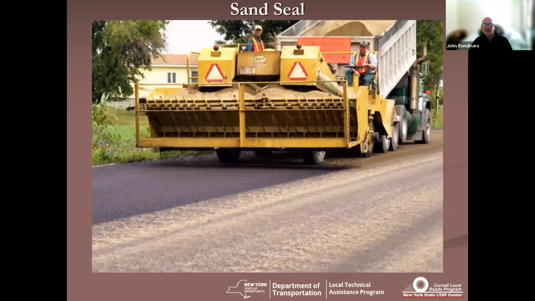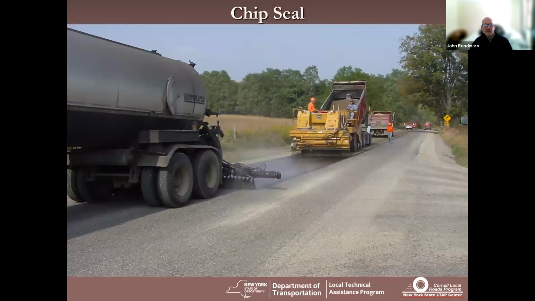So here's just a sand seal, the nice rich brown color of that emulsion on the pavement surface, and then you're hitting it with the sand application. Chip seal, you're using a larger aggregate. A couple things you want to notice with this picture. You've got a nice uniform spray coming out of that liquid distributor. You've got your aggregate spreader up tight to that liquid distributor, and you've got a nice brown color in that emulsion that you're applying the aggregate to.